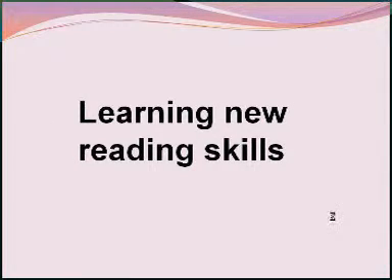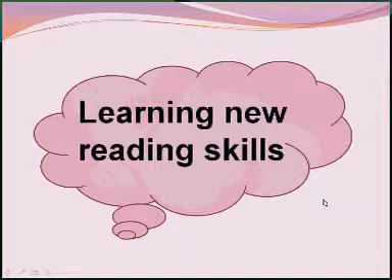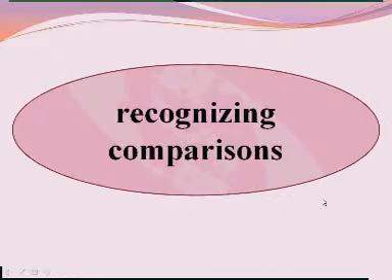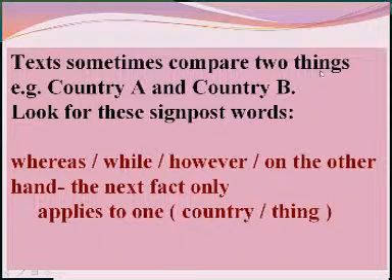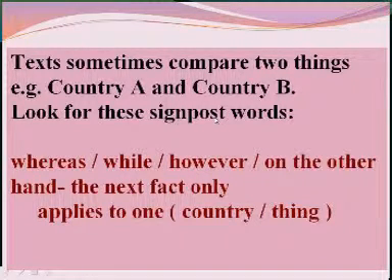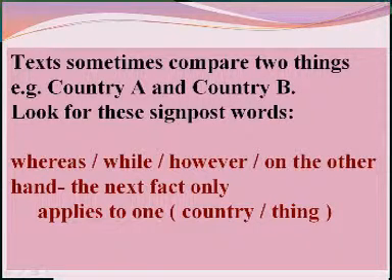Okay. Now we come to the most important thing for reading, which is learning new reading skills. Recognizing comparisons. How can we know that we have a comparison between two things? Texts sometimes compare two things, for example, country A and country B. You have to look for these signpost words. Signpost words are words that help you understand the organization of a certain text. When we are talking about comparisons, we need to look for these signpost words. Whereas and while.